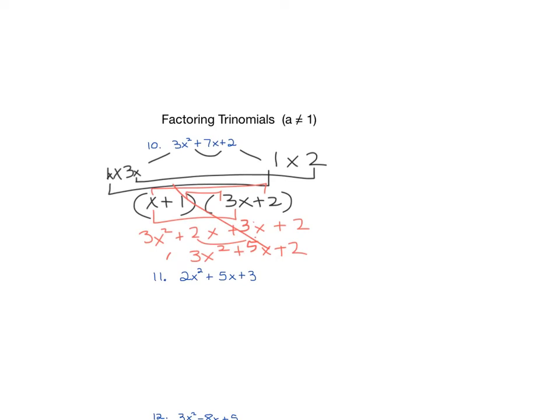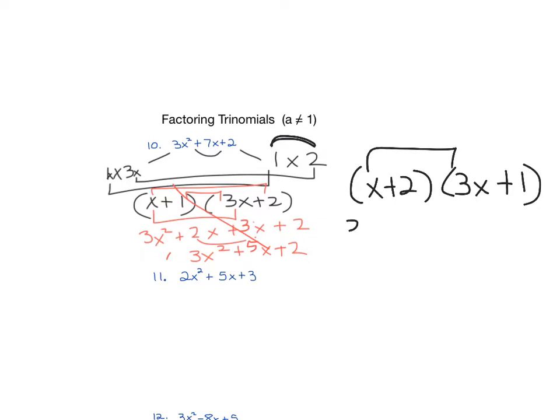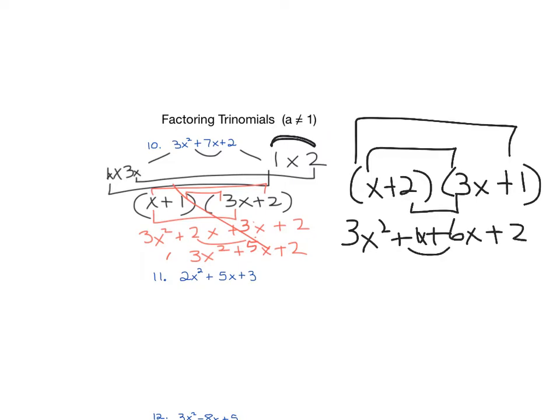So now I'm going to instead try the x and the 2, and then I'll put the 3x with the 1. So see how now I'm switching these two. So now if I FOIL this, 3x, 1x, 6x, plus 2. Now I get the 7x. Thank you. I'm glad you guys are awake. Okay, so the correct binomials are x plus 2 and 3x plus 1.